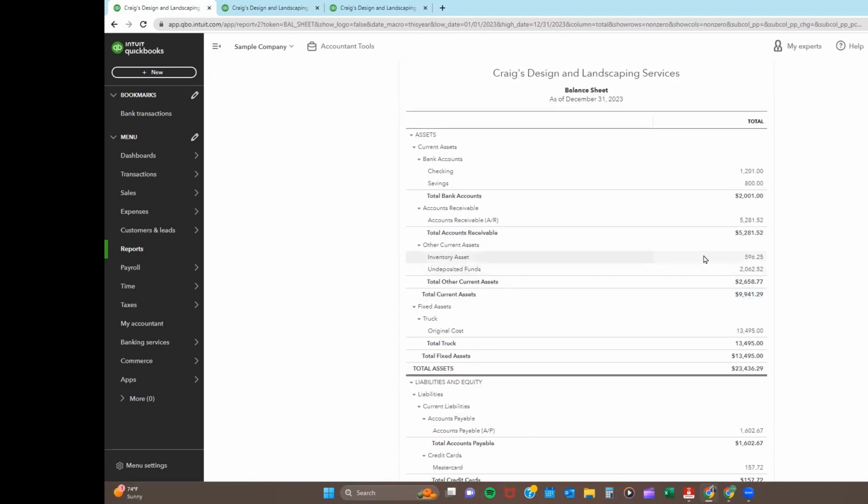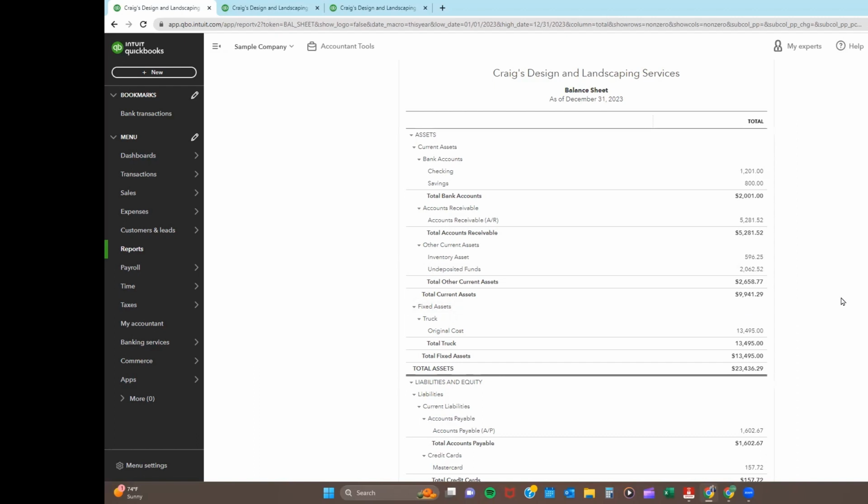Okay, so he does have a little bit of inventory here. So maybe he has some goods that he just purchases to use job to job. It's a small amount, so not too concerned. So he's got a little bit of inventory. He's got undeposited funds, which is basically cash. It just hasn't been deposited into the bank yet.